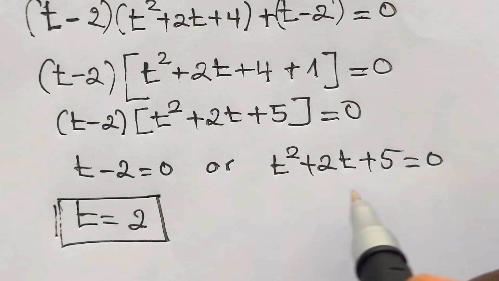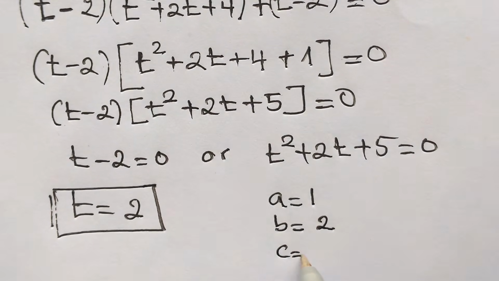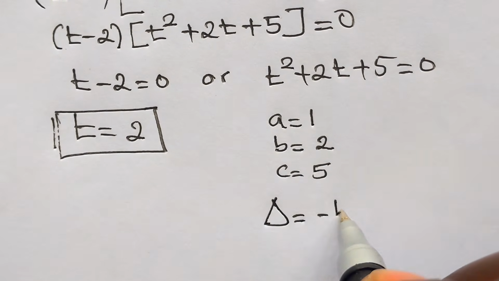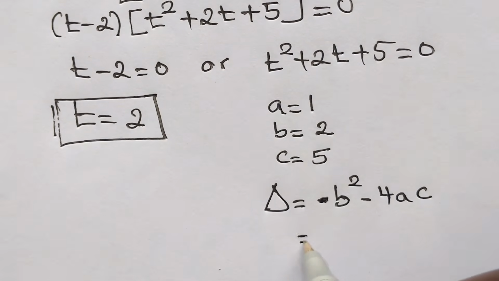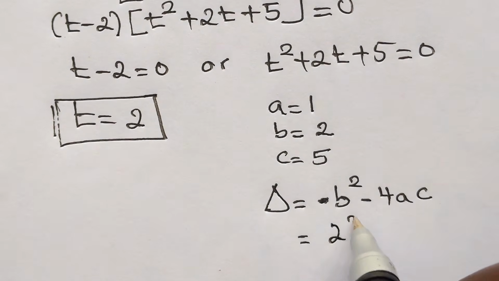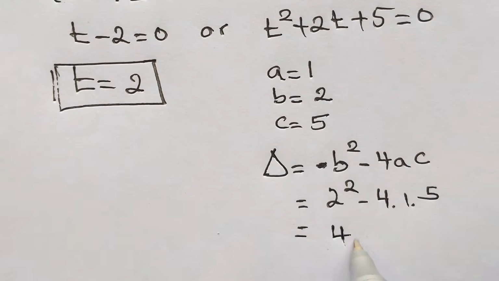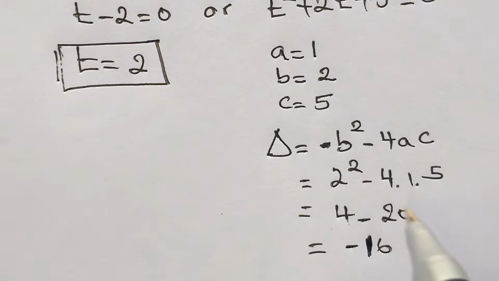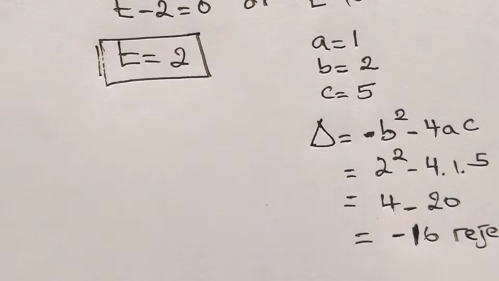And here we have a quadratic equation where a equals to 1, b equals to 2, and c equals to 5. We are supposed to find the discriminant, or delta, which is equal to b squared minus 4ac. And this will be 2 squared minus 4 times 1 times 5, and we shall get 4 minus 20, which is equal to negative 16. At this stage we shall reject this.